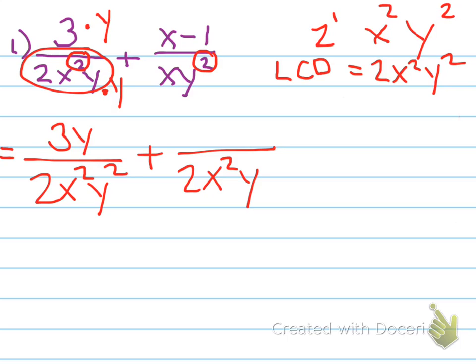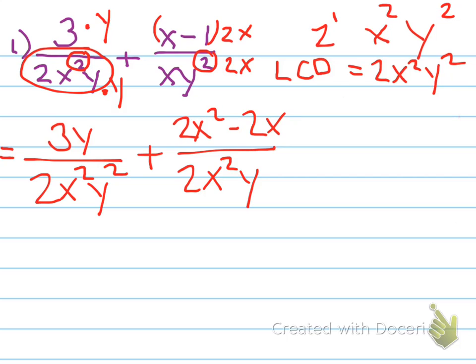In the second fraction, I have the y squared. I have x. I need another x, and I also need the 2. I need 2x. I need to multiply both the numerator and the denominator by 2x. Okay? And in this numerator, you can see we have a little distributive property thing going on. So we have 2x squared minus 2x. And we're all set to go.